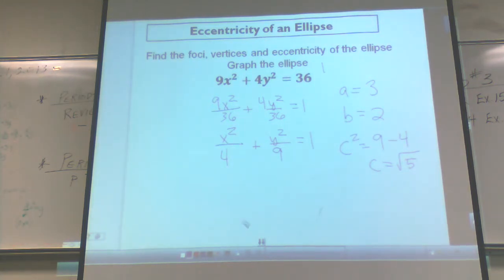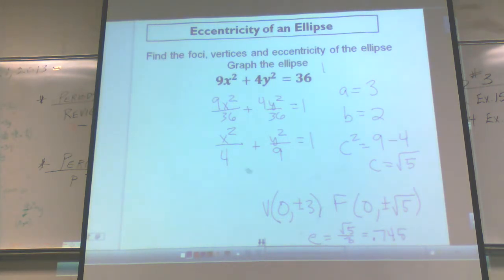So, in terms of our graph, are the vertices more horizontal or vertical? Vertical, right? Because the bigger number is underneath the y. So this is 0 plus or minus 3. The focus points are going to be 0, plus or minus square root of 5. It means it's more vertical, because the big number is underneath the y. All right, so the eccentricity would be C over A, square root of 5 over 3. What is that? 0.745.